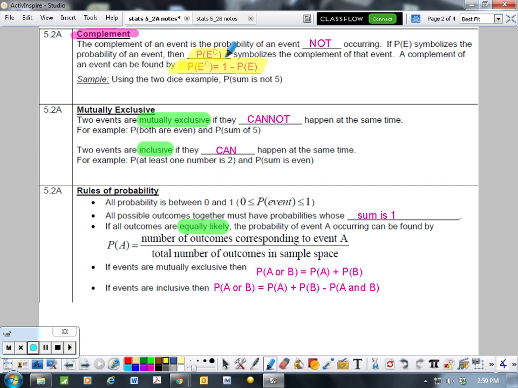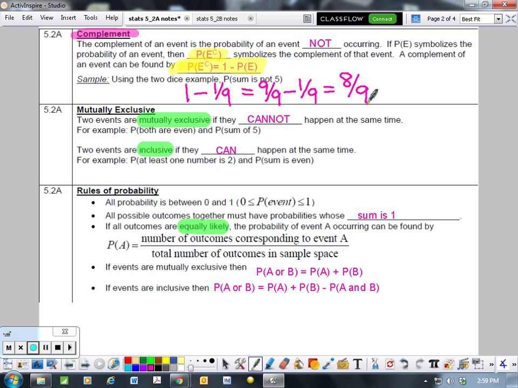So for example, using the 2 dice example, what's the probability that the sum is not 5? I would take 1 and subtract the probability that the sum was 5, which we had as 1 out of 9. Then I would change 1 to 9 over 9, because when I'm adding and subtracting fractions, I need a common denominator, which gives me a probability of 8 over 9. So the probability of getting 2 dice that do not add up to 5 would be an 8 out of 9 chance.